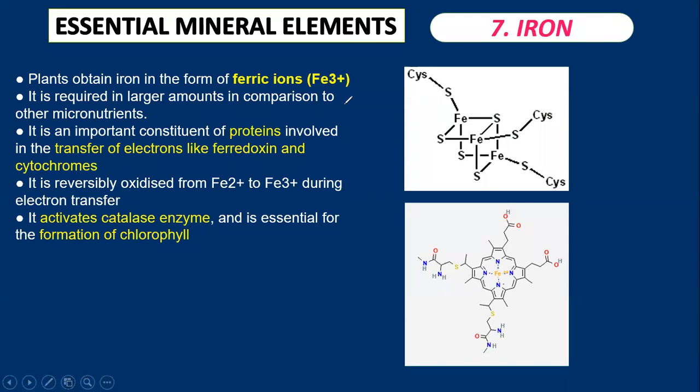So this was a previous year NEET 2018 question. Iron is mainly absorbed in the form of Fe3+ ion or ferric ion. Important: it is required in larger quantities in comparison to other micronutrients. It is an important constituent of proteins involved in the transfer of electrons, like ferredoxin and cytochromes.